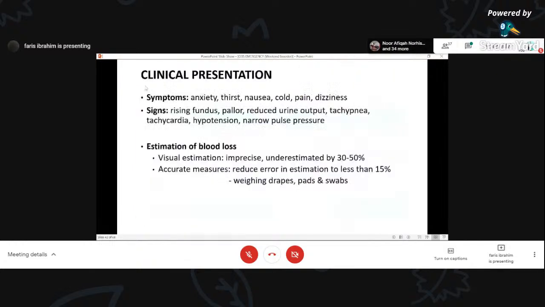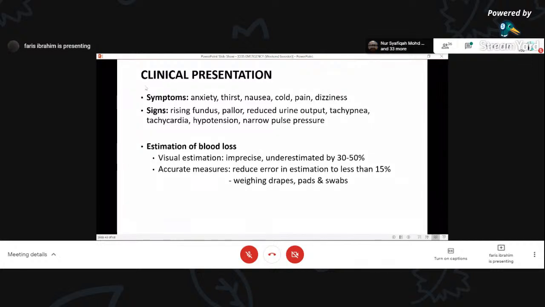Okay, now the clinical presentations. Clinical presentations is the same as the clinical presentations of shock. So the symptoms is anxiety, thirst, nausea, cold, pain, dizziness. The signs rising fundus. Ni yang saya cakap tadi, rising fundus tu maksudnya the fundus is not contracting after the delivery. It should be contracted. It should be. Okay. And then pallor, reduce urine output, tachypnea, tachycardia. So these are the same clinical signs and symptoms of shock.